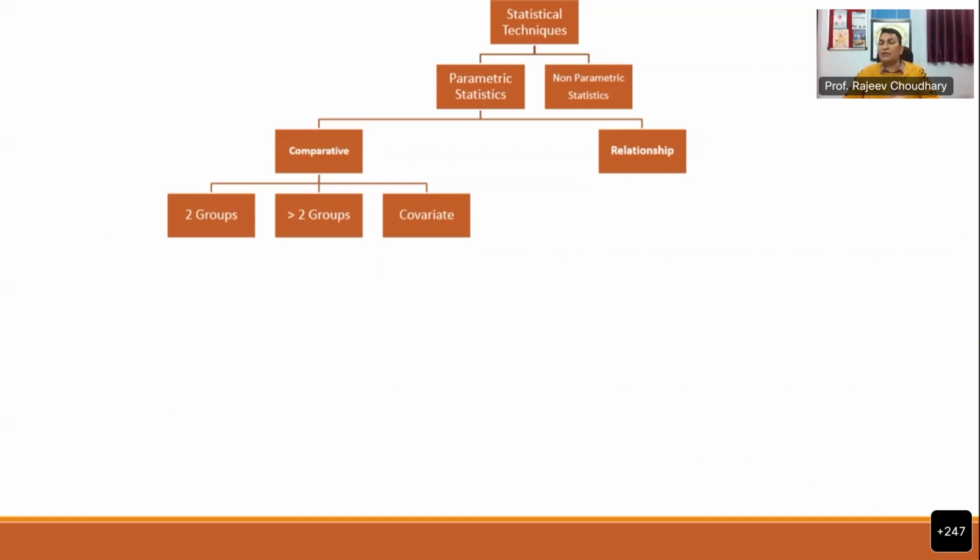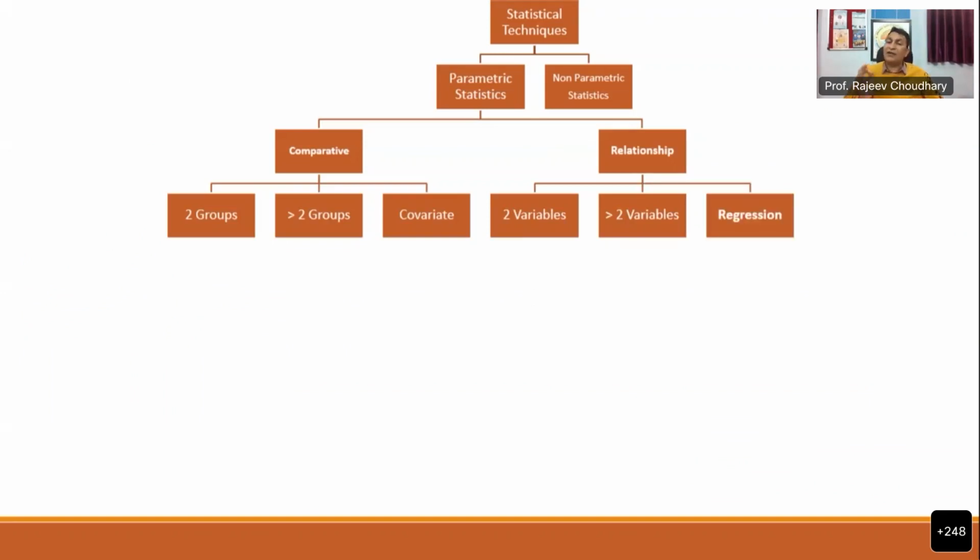And if we talk about the relationship statistics, the smallest relationship can be in between two variables, maybe more than two variables. And if an investigator tries to quantify their relationship, then we have to apply regression. That may be a linear regression, that may be a multiple regression, that may be logistic regression, multinomial, and so on. Let's discuss one by one. See, I will start from the comparison between two groups.